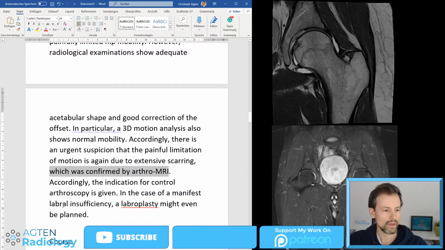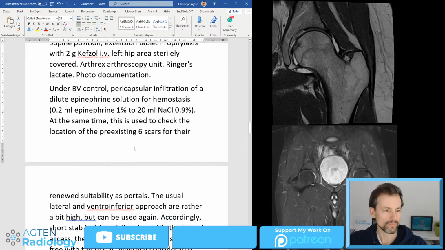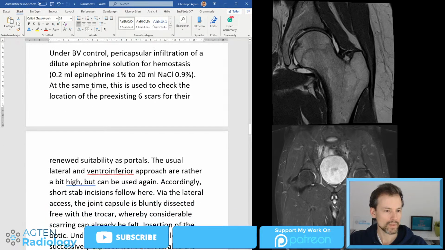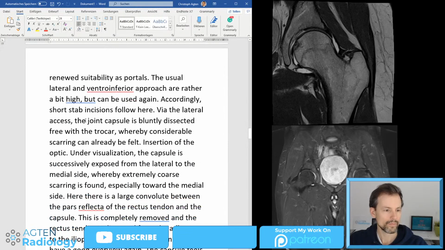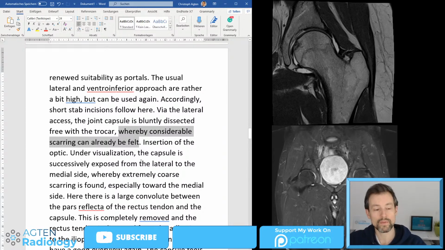So they went in and did the surgery. Okay, they just do the normal stuff. They go in, lateral access. Even when they go in, they can already feel this kind of scarring of the joint capsule. If you do arthrograms, especially after arthroplasty, you can sometimes feel this with the needle if you do aspirations, etc. It's a very particular feeling for those of you who do these kinds of interventions.